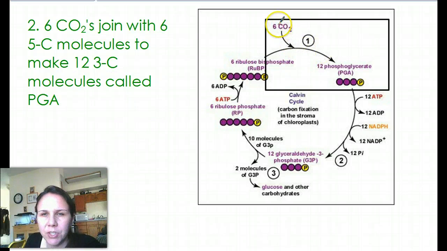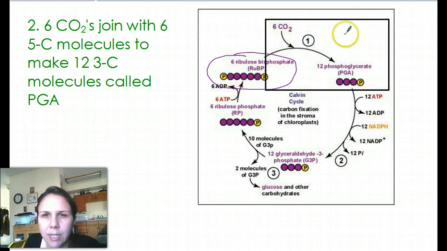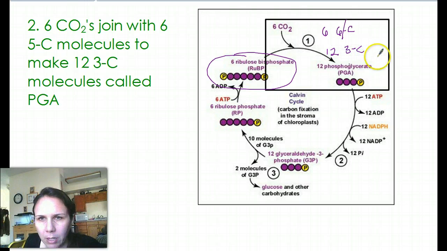Okay, so 6 carbon dioxides join with, and they're back here, these little 5 carbon molecules. 1, 2, 3, 4, 5. So 6 plus 6 of these make 6 carbon molecules. But when they chop themselves in half, that makes you 12 3 carbon molecules. So that's what this is. 1, 2, 3. And we call them PGA.